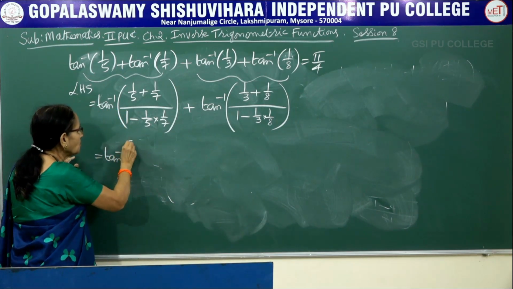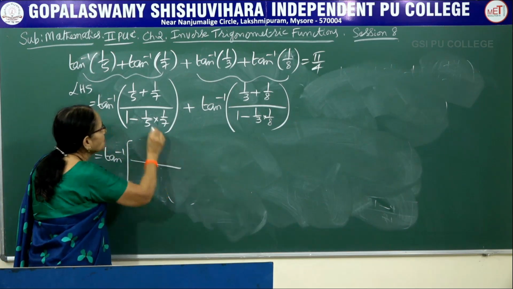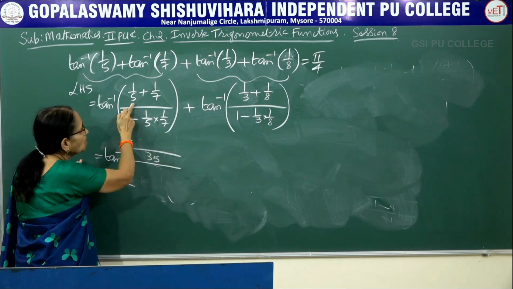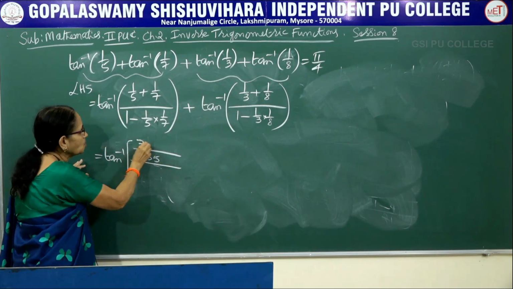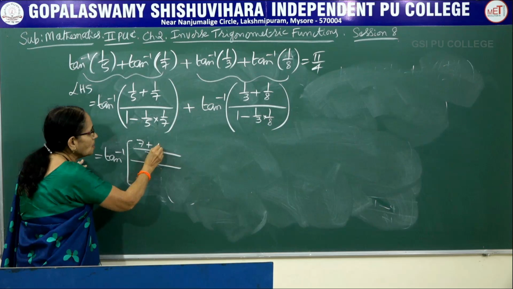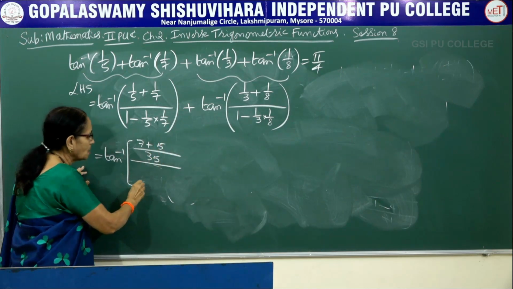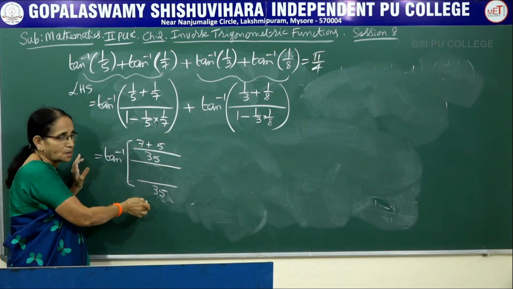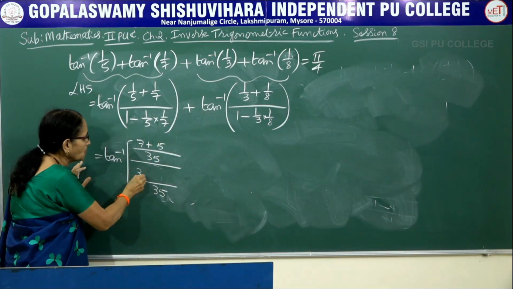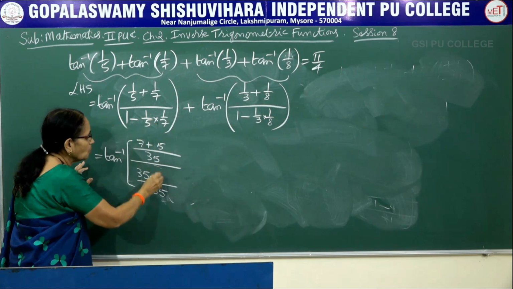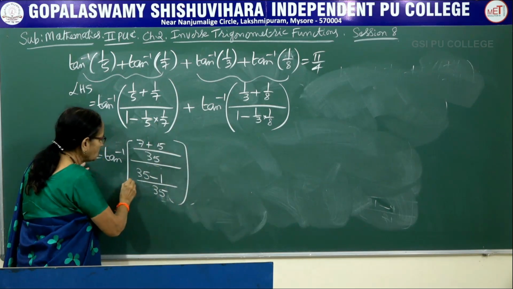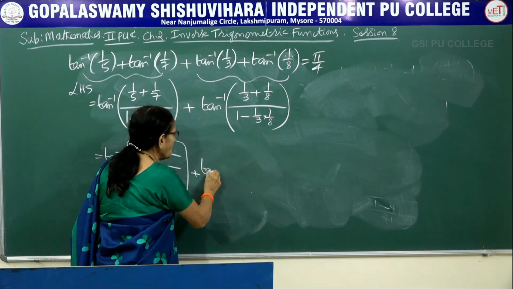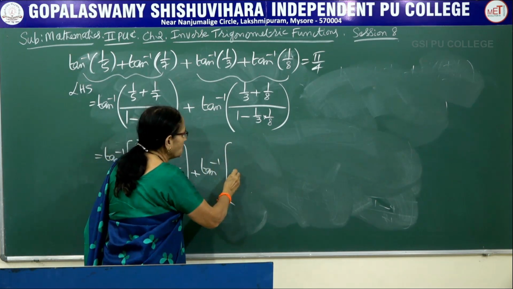Tan inverse of, what is the LCM? 7 5s are 35. So 5 7s are 7 into 1, 7 5s are 5 into 1. Similarly, the LCM for the denominator is also 35. So 35 1s are 35, minus 1. So here this is the simplification. Let us come to the second term also. The same way we are simplifying.